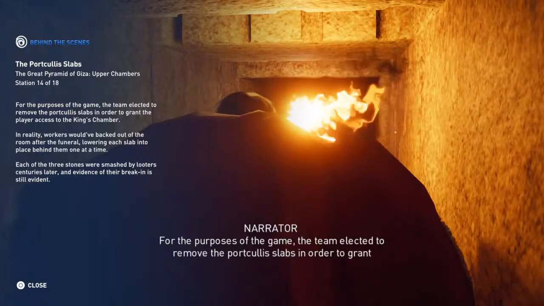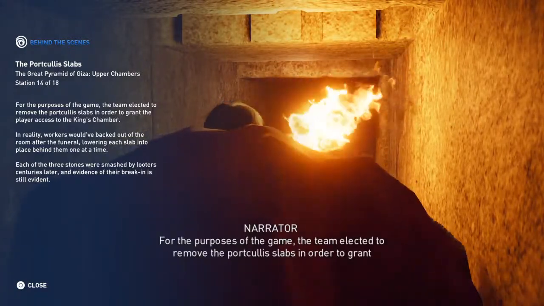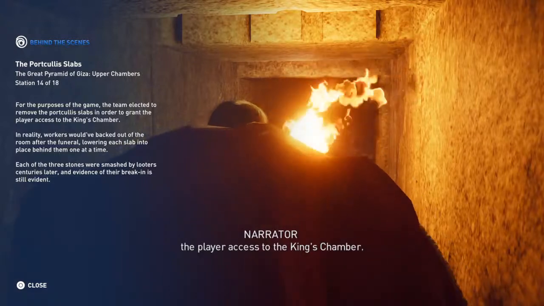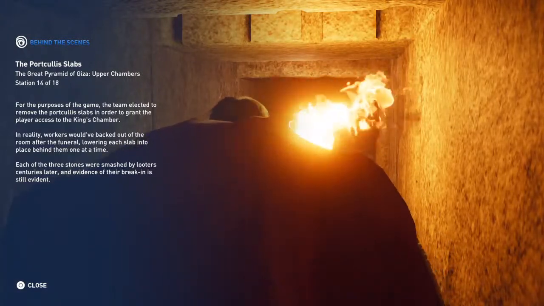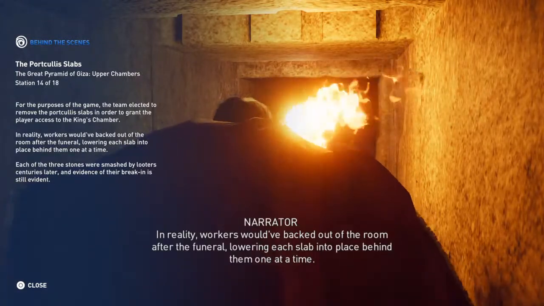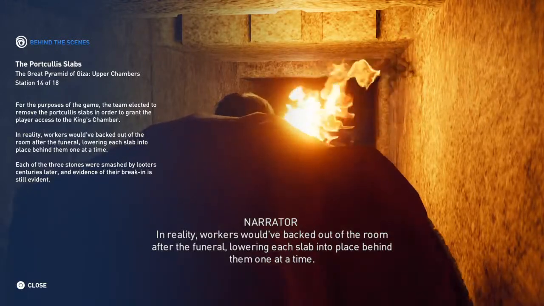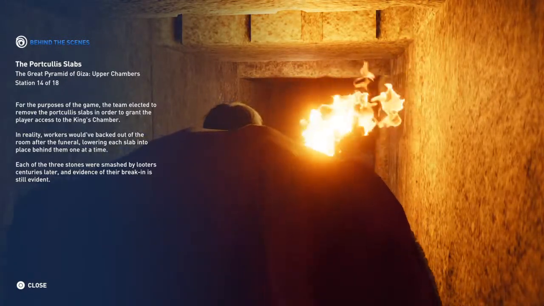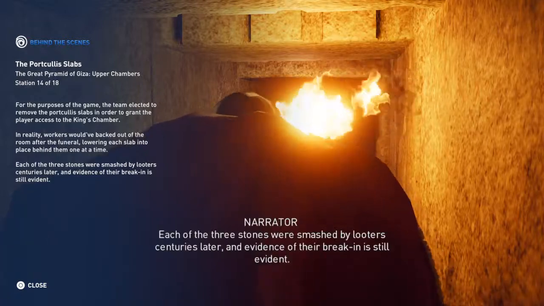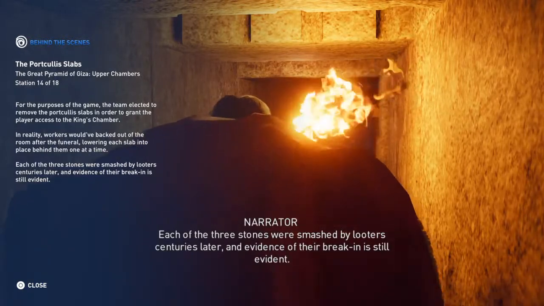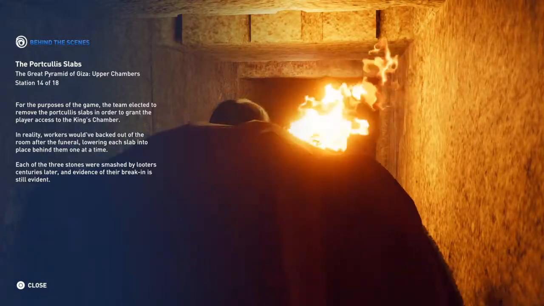For the purposes of the game, the team elected to remove the portcullis slabs in order to grant the player access to the King's Chamber. In reality, workers would have backed out of the room after the funeral, lowering each slab into place behind them one at a time. Each of the 3 stones were smashed by looters centuries later, and evidence of their break-in is still evident.